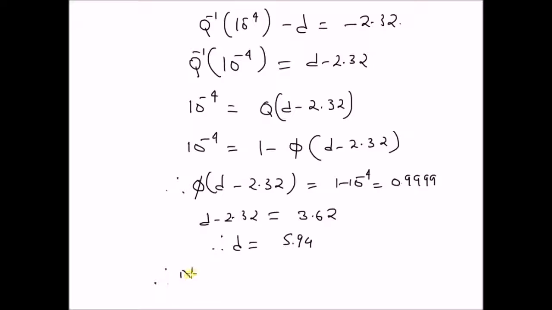Therefore, the number of data points required for achieving the probability of detection of 0.99 for a given false alarm rate of 0.0001, that is 10 power minus 4, should be approximately equal to 10 power 3 multiplied by 5.94 square. This value, rounded off to the nearest integer, is 10 power 3 multiplied by 35.2836, which is 35,283. That is, 35,283 data points are required to achieve the required probability of detection.